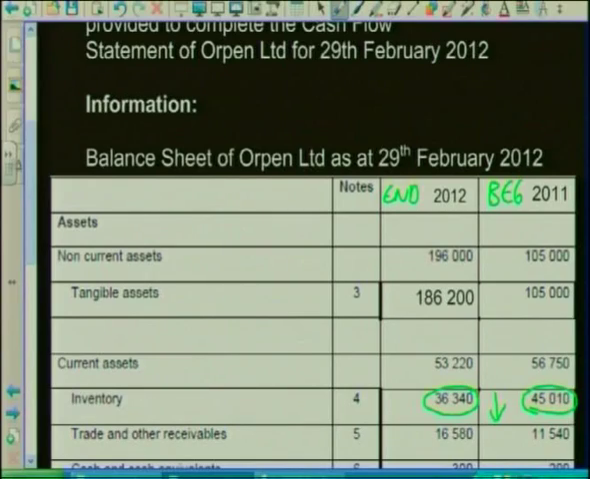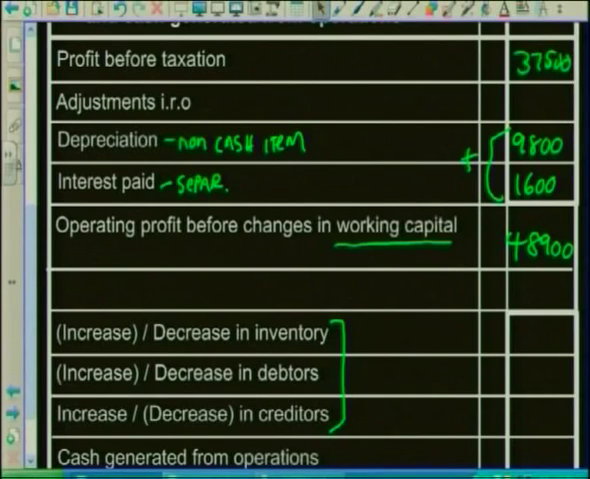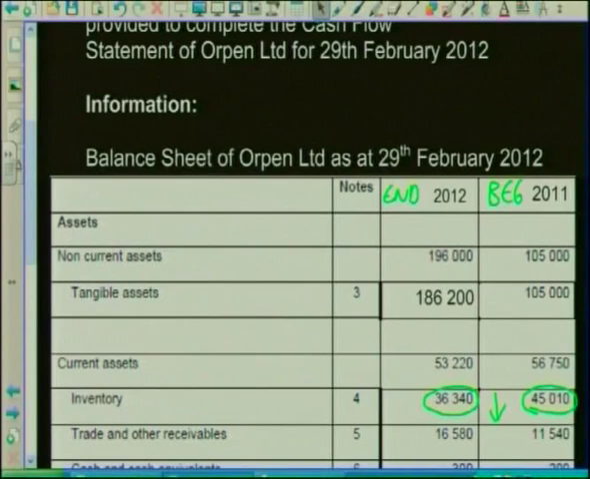And a decrease in inventory represents an inflow of cash. So let's now go to our cash flow statement. In our cash flow statement, there's obviously been a decrease in inventory. A decrease, like I just mentioned, is an inflow of cash. So let's now calculate that decrease in your inventory. We are simply looking at 2011, comparing it to 2012.